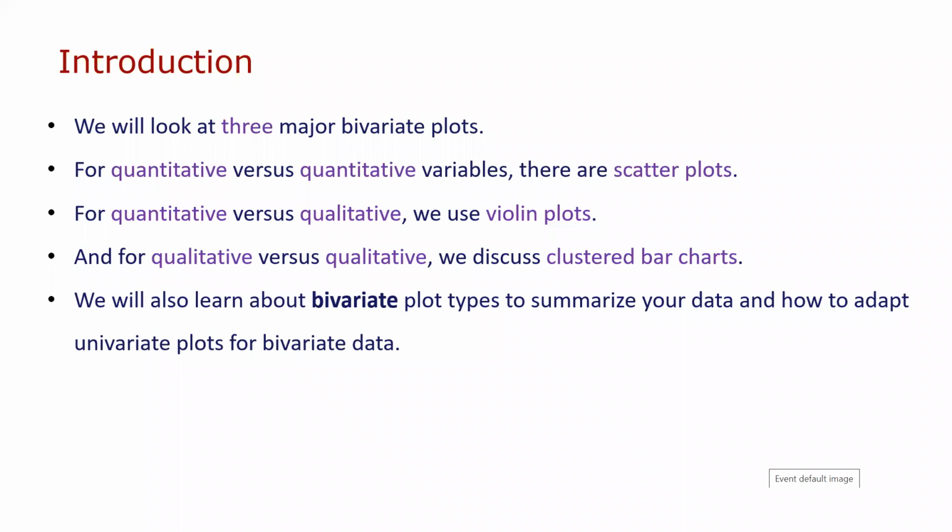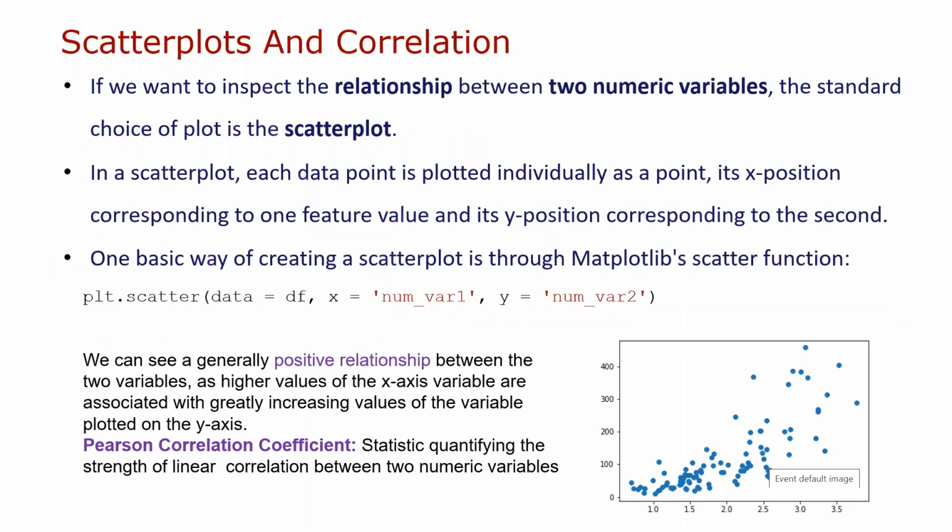We'll also learn about bivariate plots, types to summarize your data, and how to adapt univariate plots to bivariate. So the thing that we have seen with one variable, how to use them in order to see the second variable. So if you want to inspect a relationship between two numeric variables, again, two what? Numeric. That's why it's important to know what is the type of the data that you're dealing with. Now we're dealing with two numeric. What do you choose? Something called a scatter plot. Is this clear? This is a scatter plot when you have two numeric values.